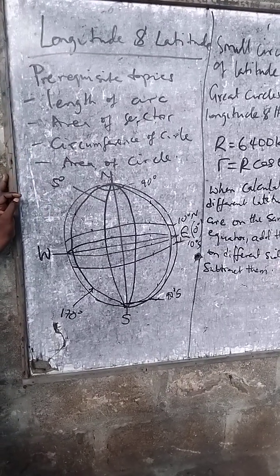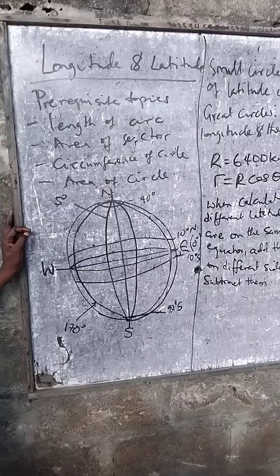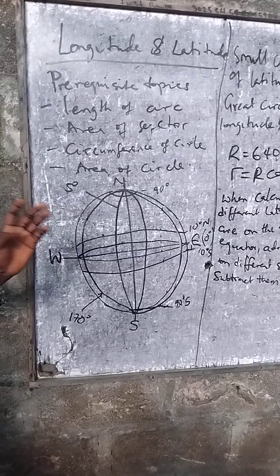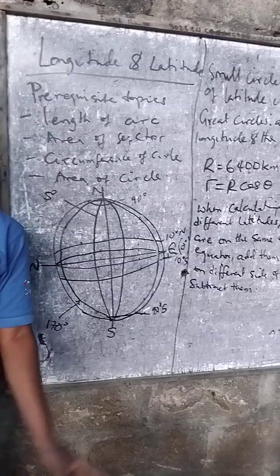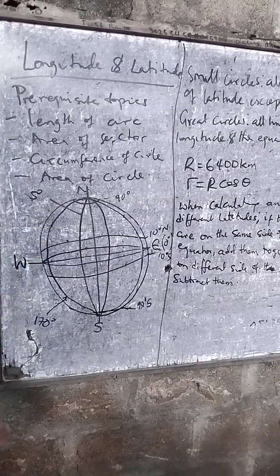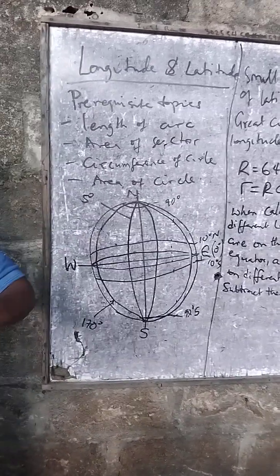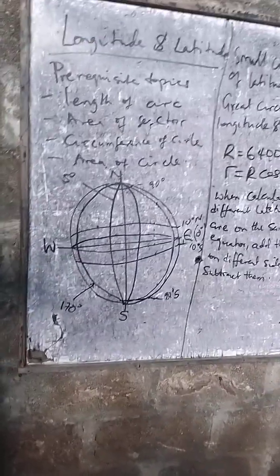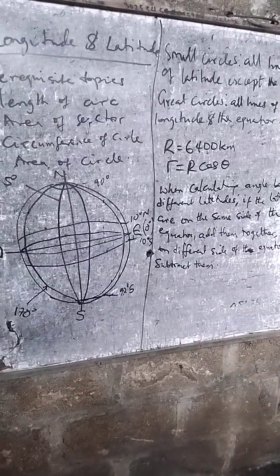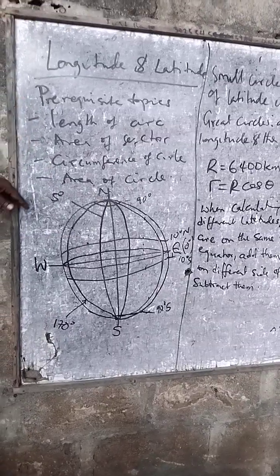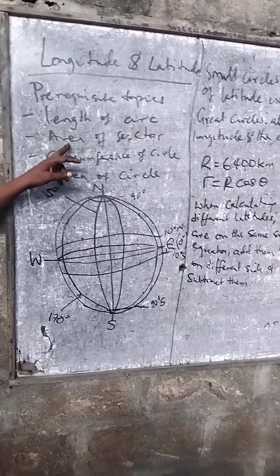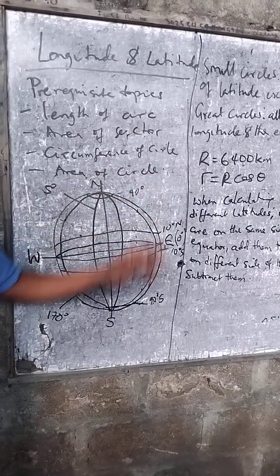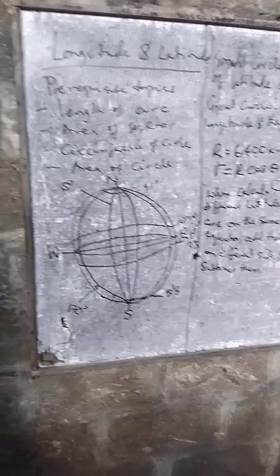Change of subject of formula, or change of subject of equation, is another topic that you must master effectively well if you want to be a good mathematics student. Because from SS3 upward, you'll be manipulating equations and formulas to make an object become subject. So you must master all these five: length of arc, area of sector, how to find circumference of circle, how to find area of circle, then how to manipulate change of subject of formula.